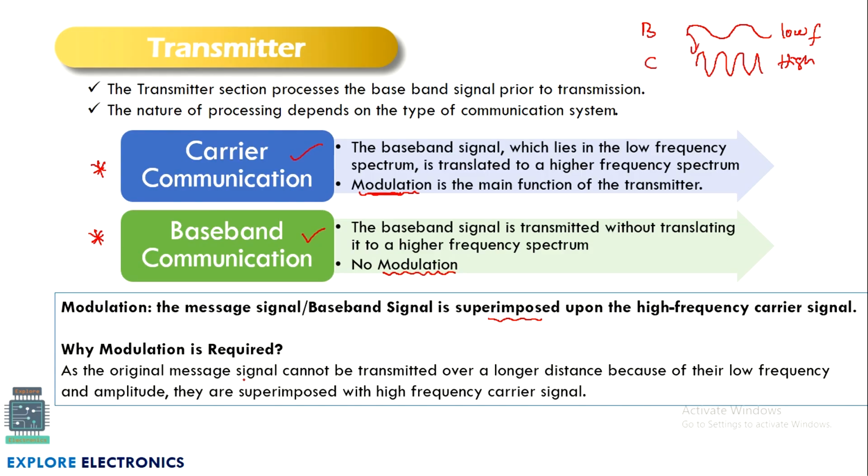Why modulation is required? Because of the low frequency baseband signal, we can't transmit this baseband signal to a longer distance. A high frequency signal will be transmitted to a longer distance. So we are passing this baseband on the carrier and this carrier signal will be sent with the baseband to a longer distance. We can achieve that using modulation. The original message signal cannot be transferred over a longer distance because of the low frequency and amplitude. They are superimposed on the high frequency carrier signal so that we can achieve the distance. So in longer distance communication we are going to use carrier communication.